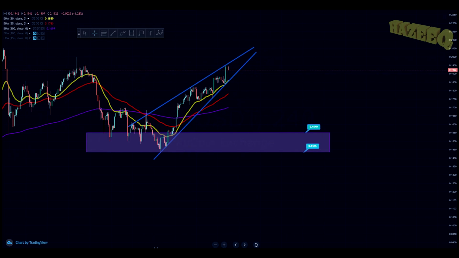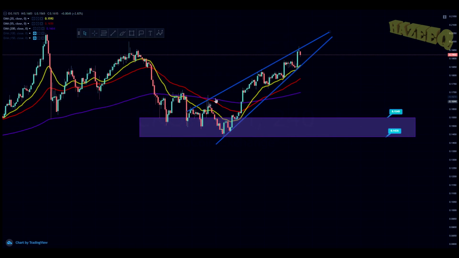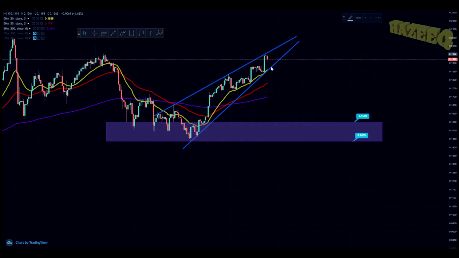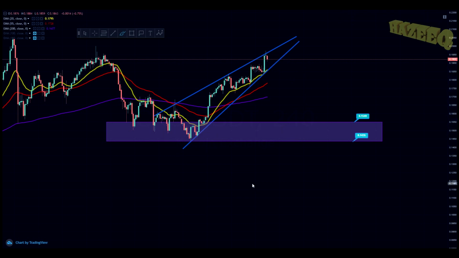Now you do see this rising wedge. These blue lines show a rising wedge. The rising wedge usually is a bearish pattern. Once you lose the lower support, you're coming back down all the way to where it was formed, which is right over here, at 14 cents roughly. So expect that to happen. Not saying it will happen, but that's just a technical target from this rising wedge.